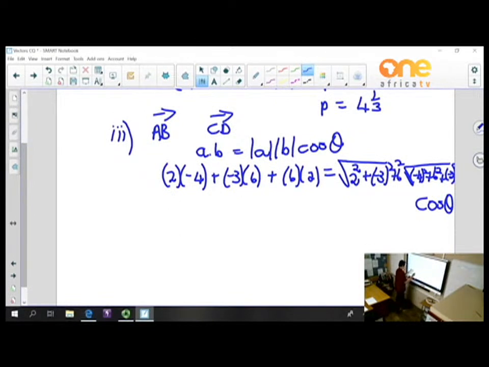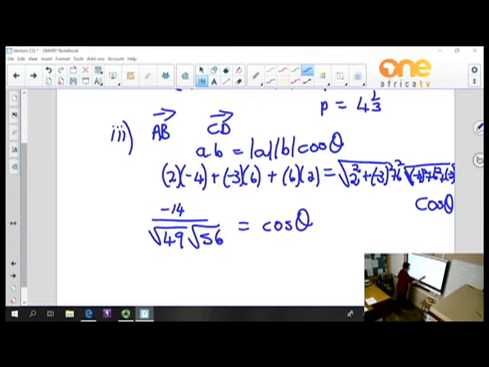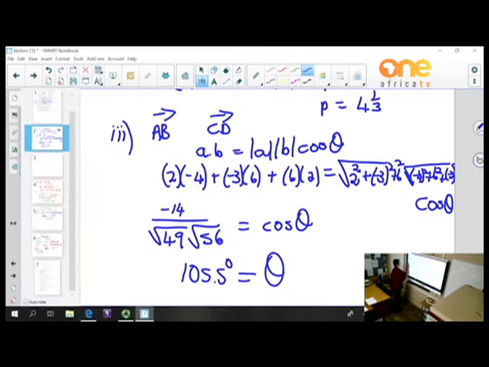So this A dot B I have is negative 14. Don't throw the negative away, because that will change theta to an obtuse angle. And this is then 49, times the square root of 56, is equal to cosine theta. I divide to get it away there. Second function cosine, and theta is 105.5 degrees. And you can see it's an obtuse angle. Right. Now we look at question 3.